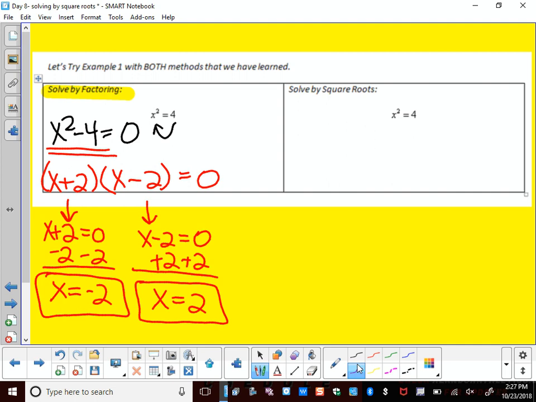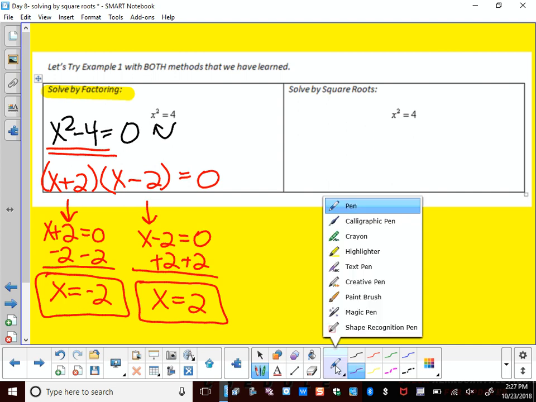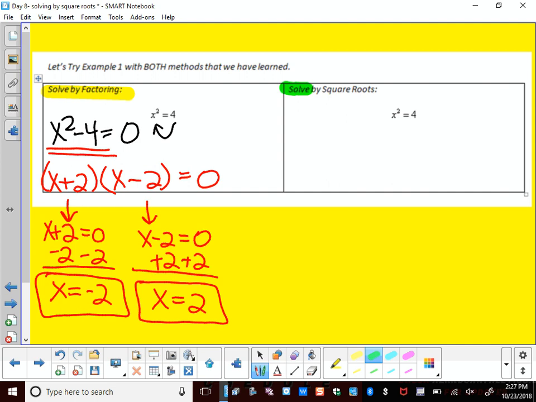What we're learning today is that we can solve by square root. Solving by square root, we are looking for a square. So x squared equals 4. A light bulb goes off. I know I can solve by square root because I have a square. This is how we do it. The opposite of square is square root, right? So I'm going to take the square root of each side. Do this on your paper.